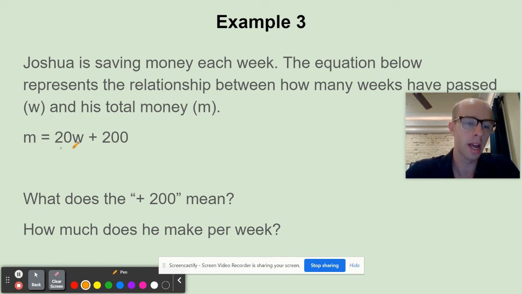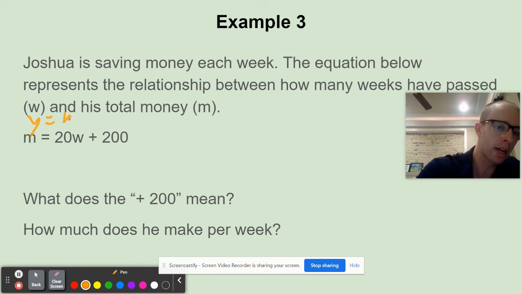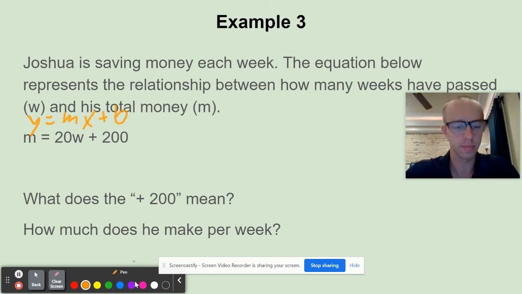So we have the equation here. M equals 20W plus 200. If I want to, I could write, this is in Y equals MX plus B format. So I could write that on top if I wanted to. And so now I have some questions in here. What does the plus 200 mean?